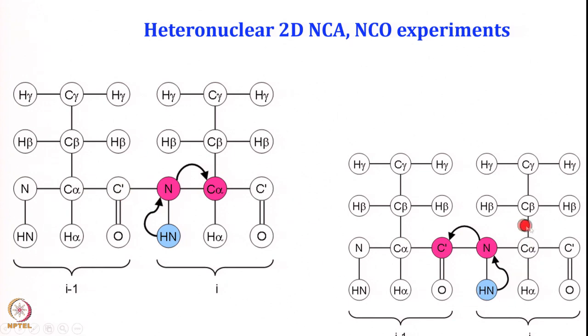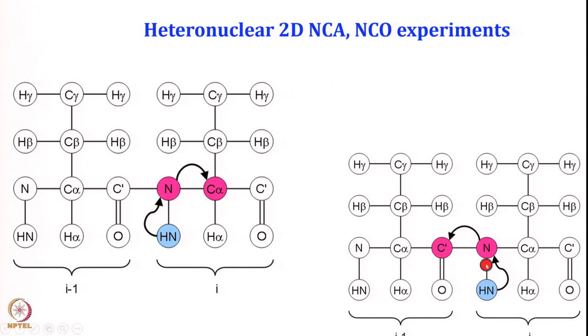Similarly, rather than going in this direction, we can go in the backward direction. So, this will give the I minus 1 correlation: we transfer from HN to N15 and then to CO. Now, the I minus 1 correlation can be established here, and that will be the HNCO experiment that we have in liquid. So, this is HNCA and this is HNCO, but in solid, since we are not utilizing proton, we call it NCA and NCO.